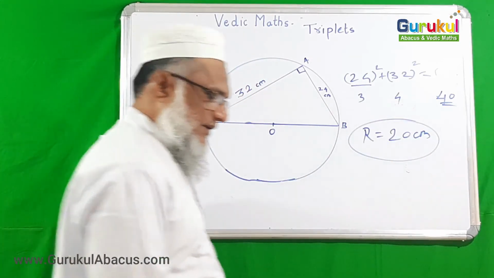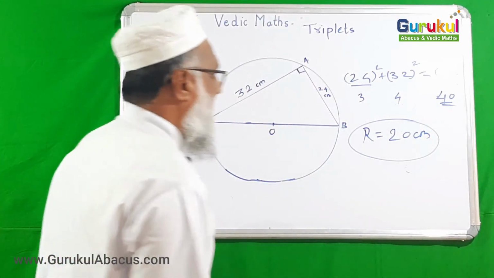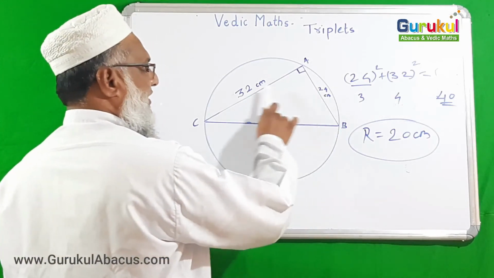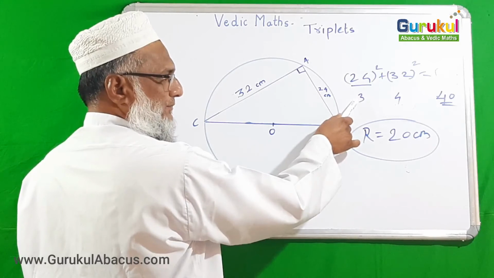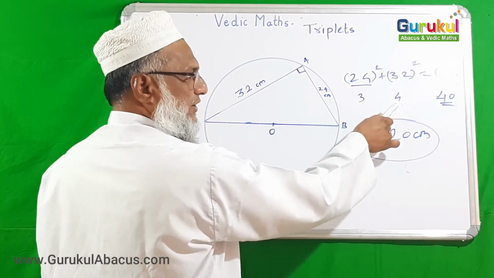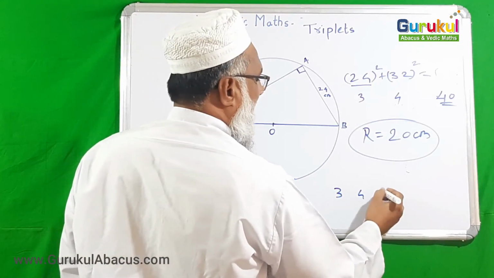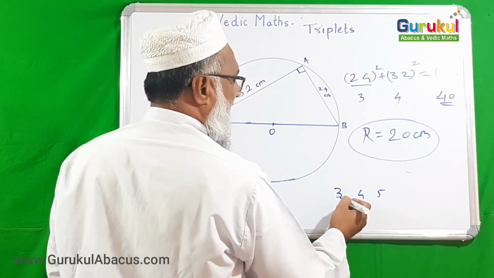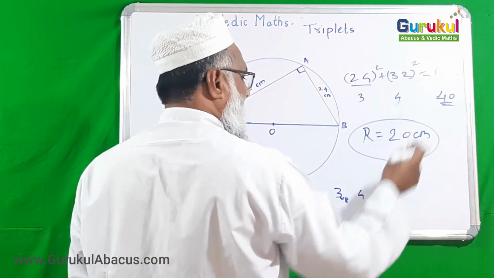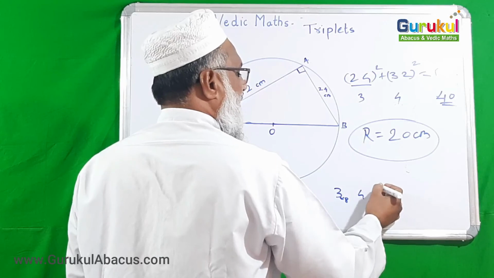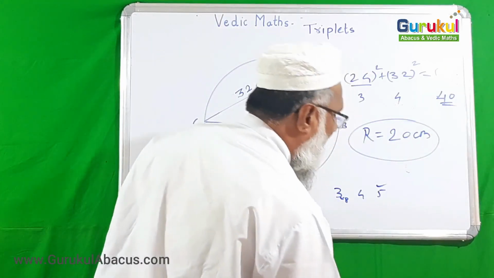In that way, we can very easily solve our example. Again, I will explain one more time. By observing 24 and 32, I understood that 8 threes are 24 and 8 fours are 32. It means our triplet 3, 4 and 5 has been multiplied by 8 to make a new triplet. The 5 in our original triplet becomes 8 fives, which is 40. So directly we could find the radius: 20.